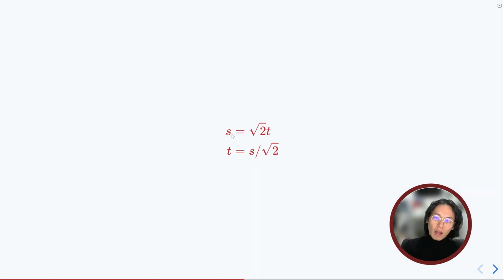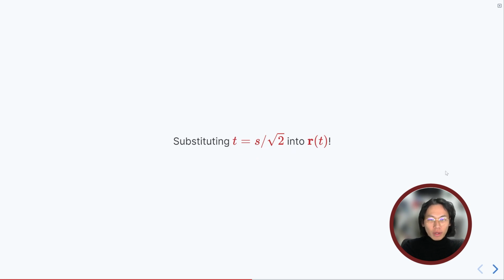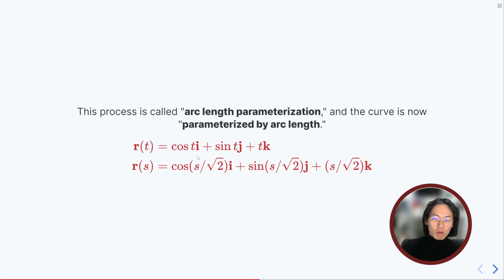To summarize, s is equal to square root of 2 times t, and so t equals s over square root of 2. Now we can substitute t equals s over square root of 2 into the vector value function of the helix. If I plug in t equals s over square root of 2, this new equation is parameterized by arc length. So the whole process is called arc length parameterization.